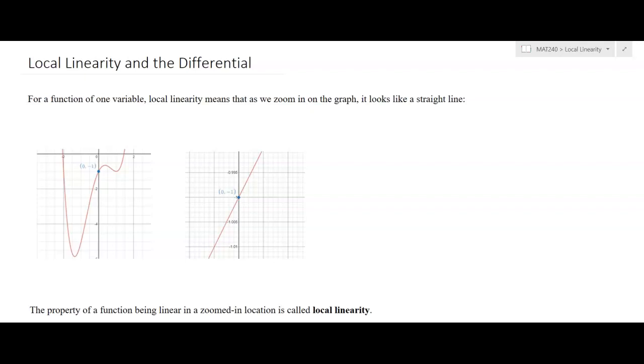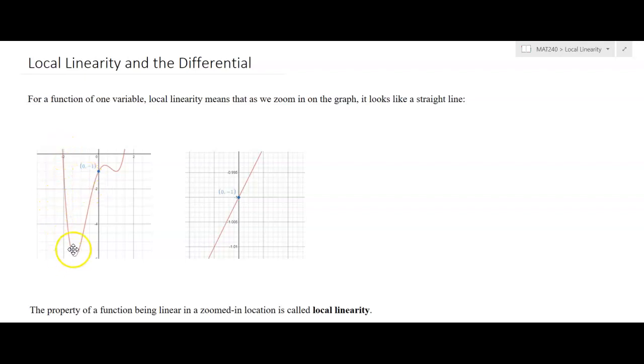Hello and welcome. In this video, we're going to look at the concept of local linearity and the differential. So you may recall that from Calculus 1, when we looked at a function of one variable, local linearity basically meant that if we zoomed in close enough on any function or any portion of the function, what we would start to see is something that looks like a straight line.